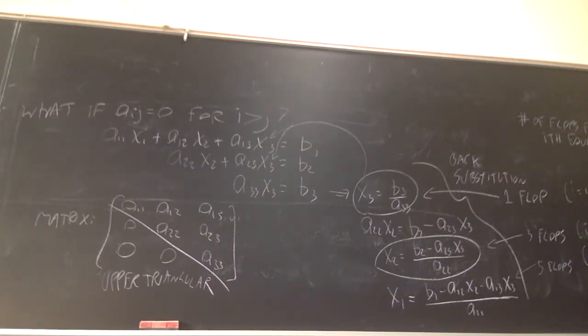2i minus 1. So now if I want to add up the total number of operations, total flops is going to be the sum from 1 to n of 2i minus 1. Okay, so let's figure that out. By laws of summations, I can break this up into 2 summations, and then I can pull out the 2 from the first one.